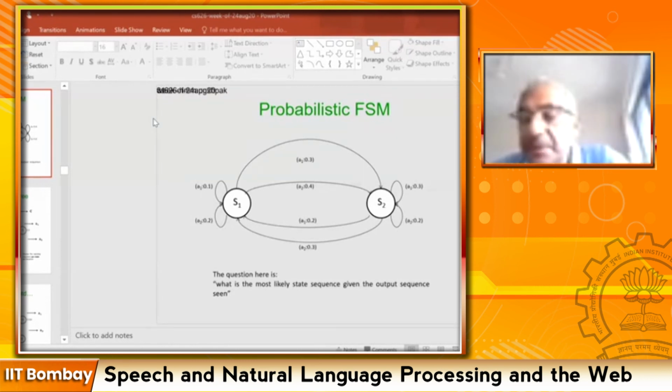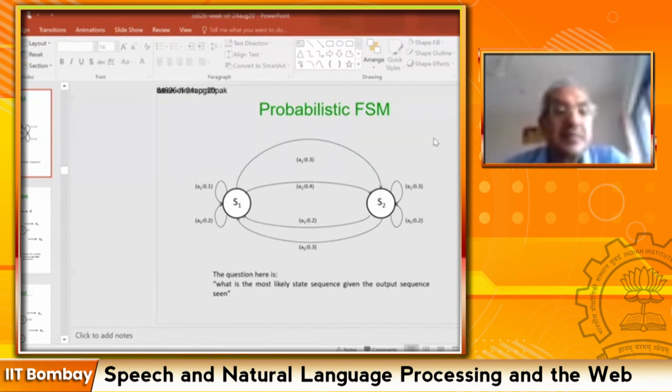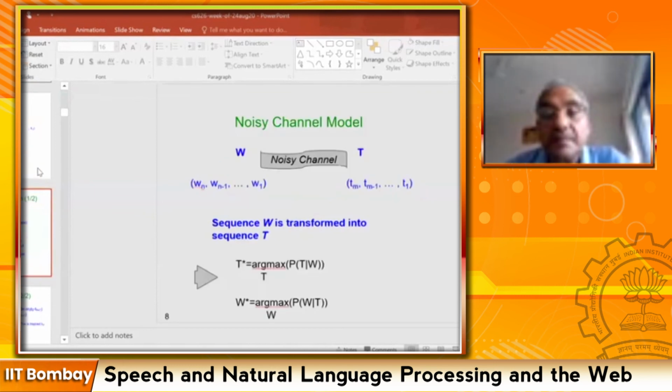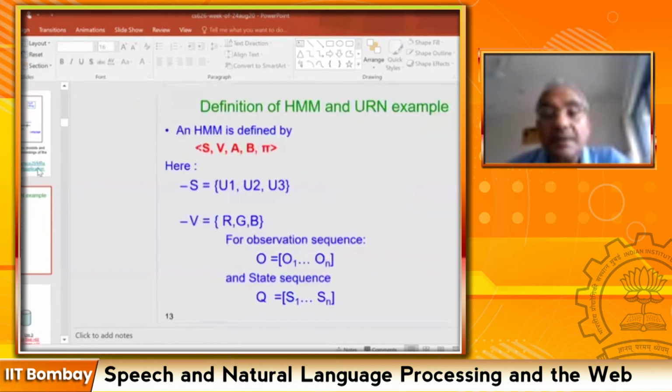Pooja, can you explain what the question was? In the definition of HMM, we have taken different notations like S, V, A, B, and pi. So today I got it. It was the initial probability you told. Yes, S, V, A, B, pi.